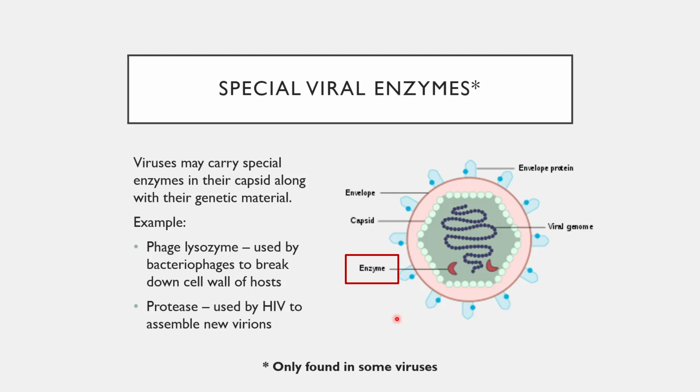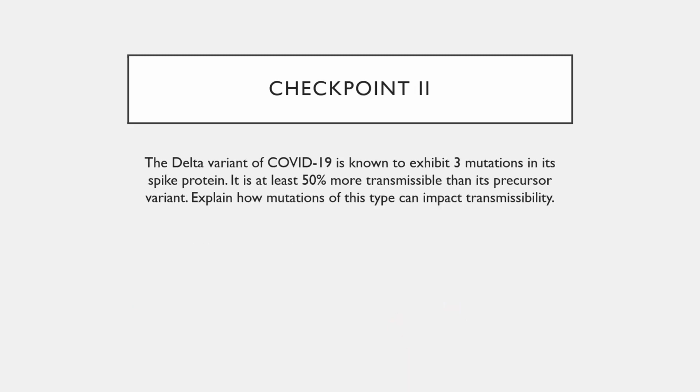So I have a second checkpoint for you. The Delta variant of COVID-19 is known to exhibit 3 mutations in its spike protein. It is at least 50% more transmissible than its precursor variant. So explain, based on what you now know, how mutations of this type can impact transmissibility of a virus.